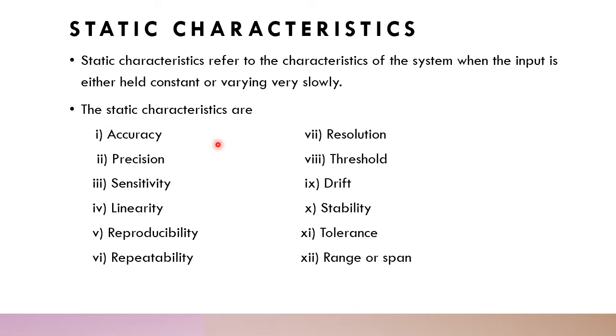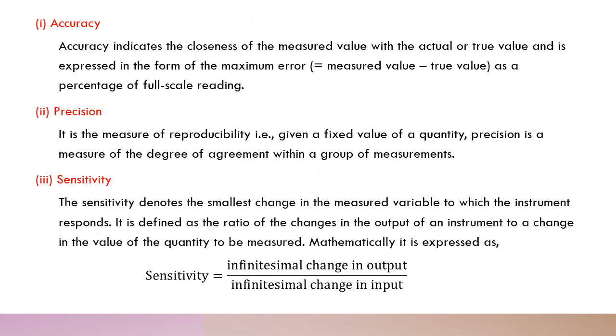So the static characteristics are accuracy, precision, sensitivity, linearity, reproducibility, repeatability, resolution, threshold, drift, stability, tolerance, range or span. Let us see these 12 characteristics one by one. First, accuracy. Accuracy means it is the closeness of the measured value with the actual value. That is, it is the difference between the measured value and the actual value. Actual value is also called true value. The difference is called the accuracy.